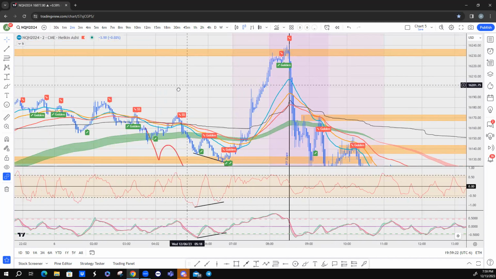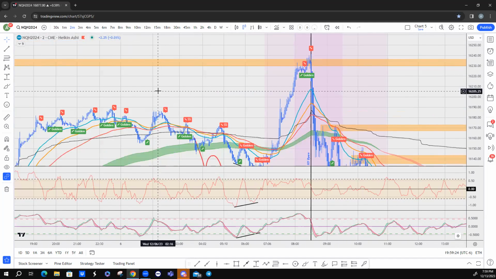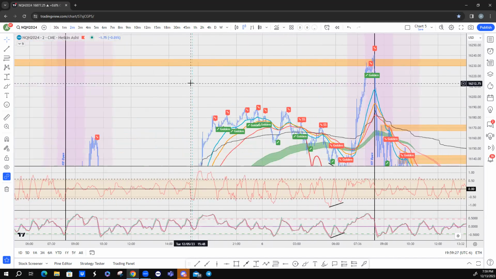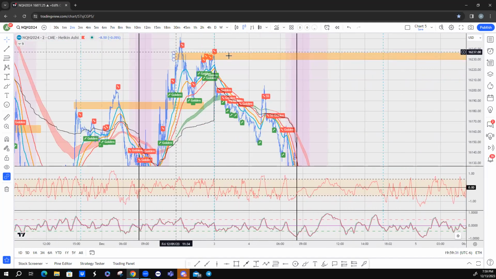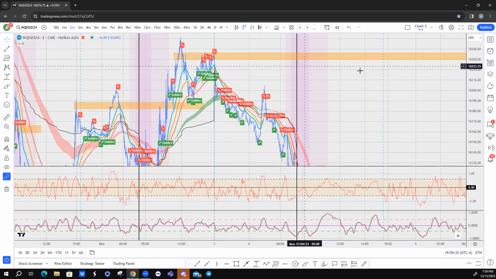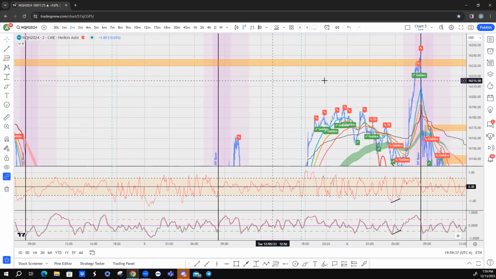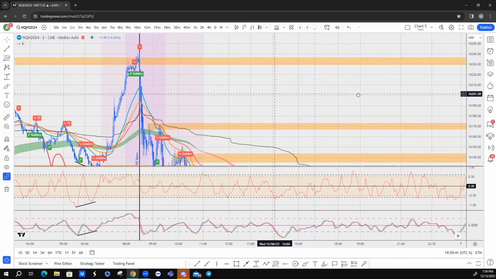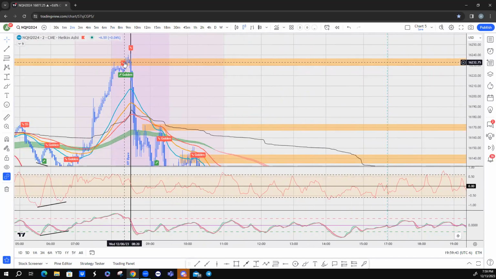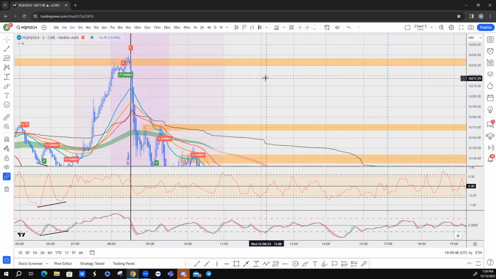Reason being is that I already have a pre-marked zone right here. So if I zoom way to the left, look what's happening right here. I've got a good resistance level right here. Okay. So as price is moving up, there's a high probability that it can stop right here and reverse right down.